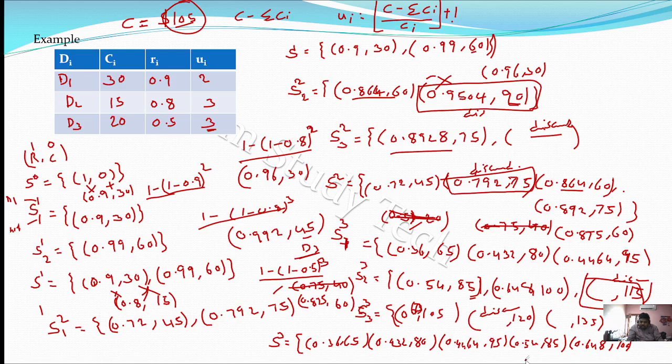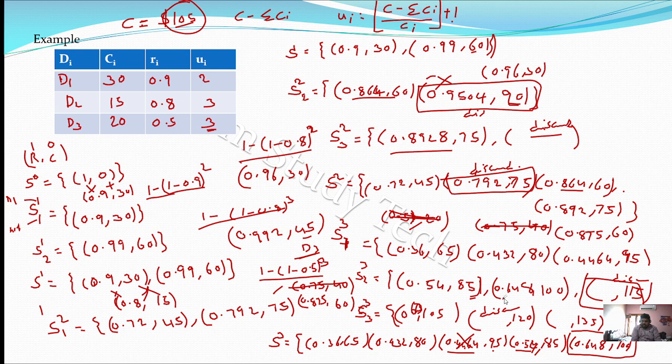Here also you can see 0.4464. Here you can get the reliability 0.4464, 95, but you can see here it is 0.54 within 85. You can purchase with $85, the reliability is 0.54. So this is also discarded. Now what is the maximum reliability? Here you can see the maximum reliability, that is 0.648 comma 100.